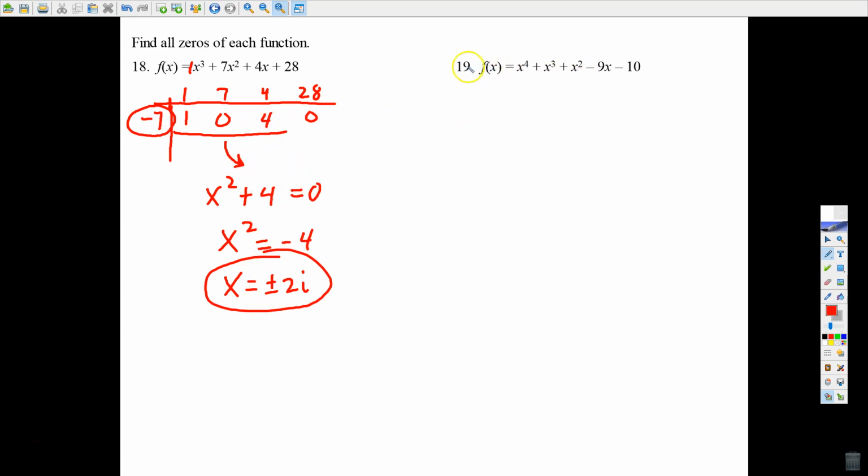So in a similar way, let's do number 19. This one doesn't have that particular pattern I taught you, so we're going to have to test the factors of -10. And there's not too many. Our first, if there is a real 0, it'll come out of this group. All right, the factors of -10. So you can start testing. We'll set up the synthetic division process. So 1, 1, 1, -9, -10.